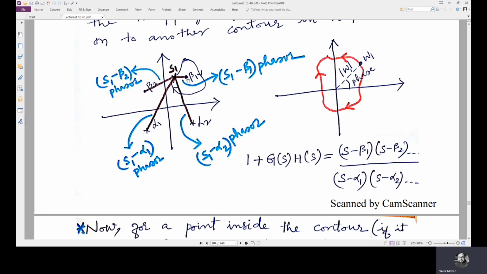But what about the point inside the contour? Then this is the phasor, right? Now you are moving to S2, S3, S4. So this is basically a clockwise rotation. This phasor rotates clockwise. So there is a 360-degree contribution here, or rather a minus 2 pi contribution, right? Because it is in the clockwise direction. So for any point inside the contour, the contribution is 360 degrees, but for any point outside the contour, the contribution is 0.